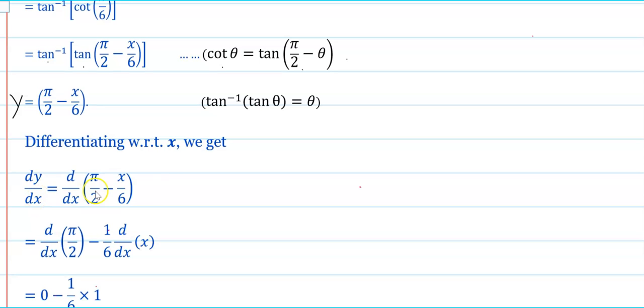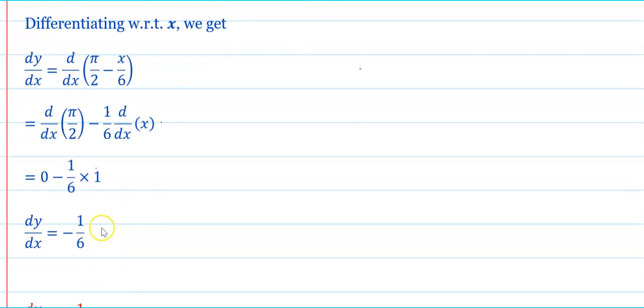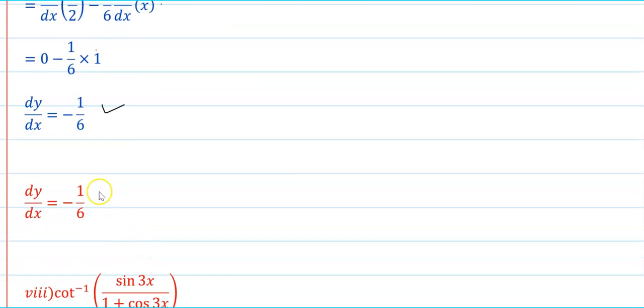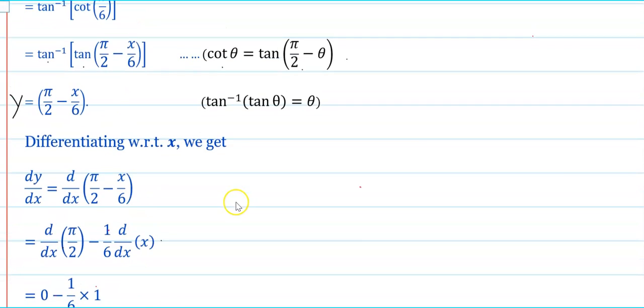Now differentiate this with respect to x. Derivative of pi by 2 is a constant, so its derivative is 0. 1 by 6 is a multiplicative constant, and the derivative of x is 1. And hence, we have the answer dy by dx is equal to minus 1 by 6.